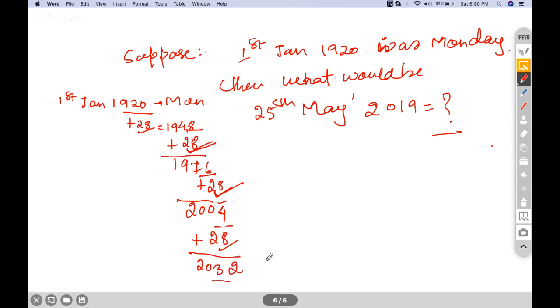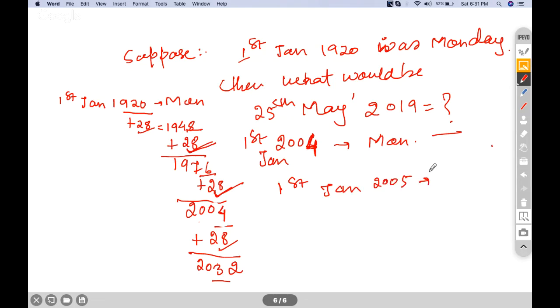Now I have given you a scenario where either you have to go forward or you have to go backward. Try to understand how I am doing it. I will go for 2004. 2004, 1st January is Monday. So 1st January 2005 would be equal to what? Can anyone tell me?